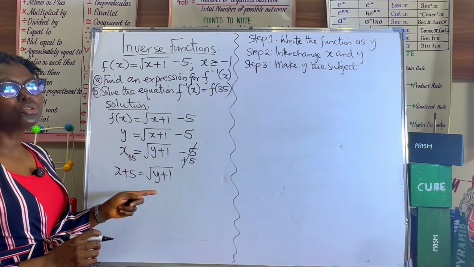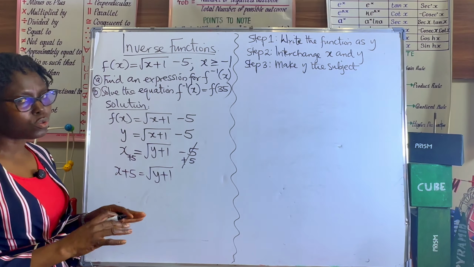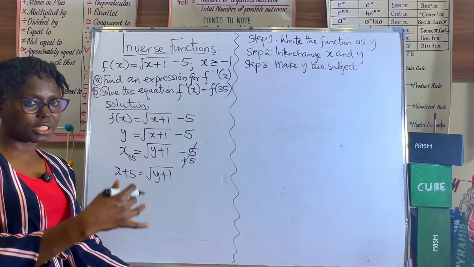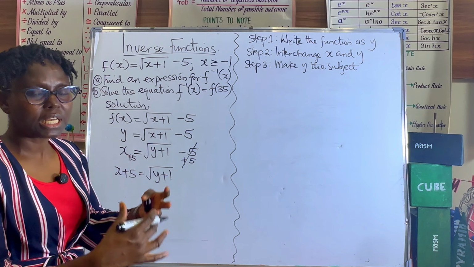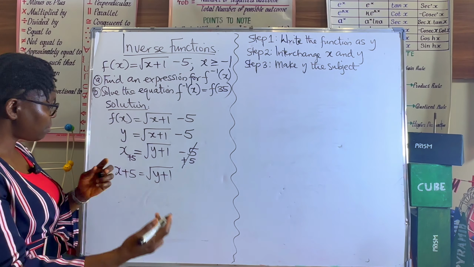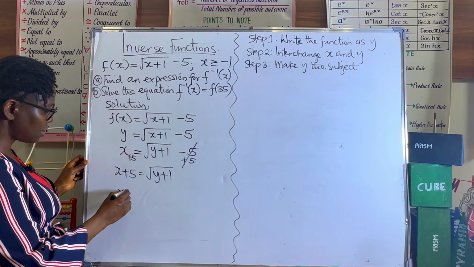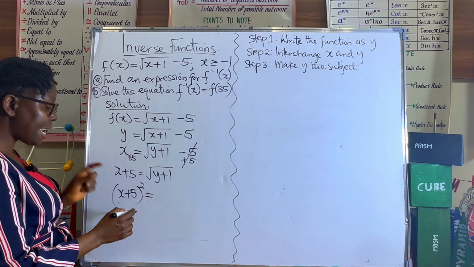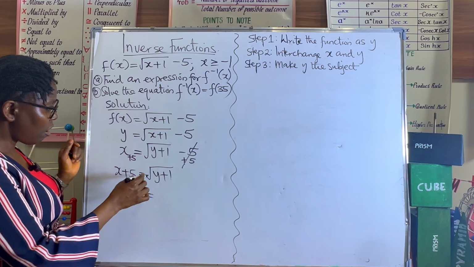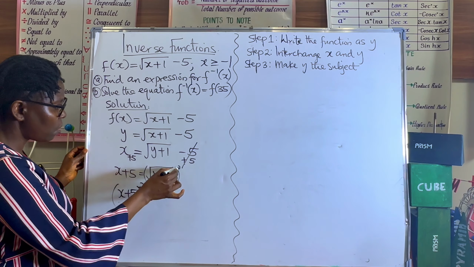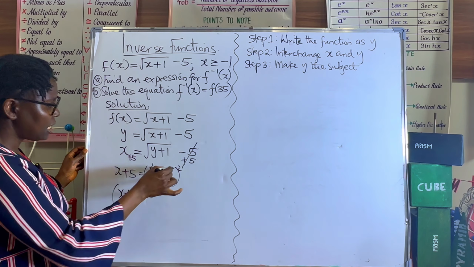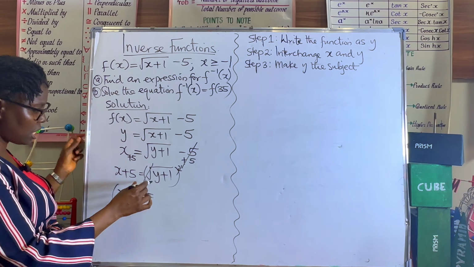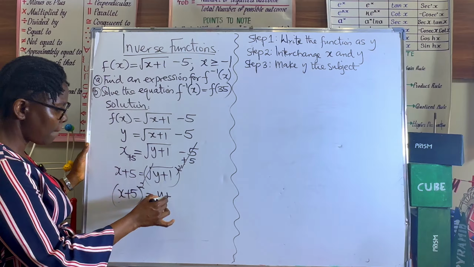So for me to be able to make y the subject of the formula, I need to take away the square root. And how do I do that? The reverse of the square root is what? Taking the square of both sides. So I'm going to square both sides. x plus 5 squared. And when I take the square of the square root, what happens? It cancels out the square root, and then I'll have just y plus 1.